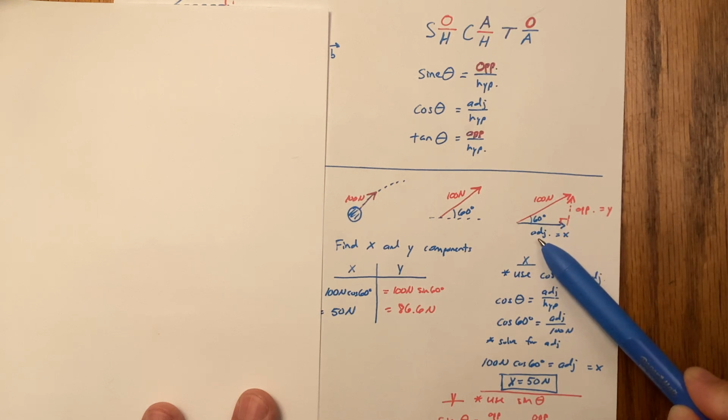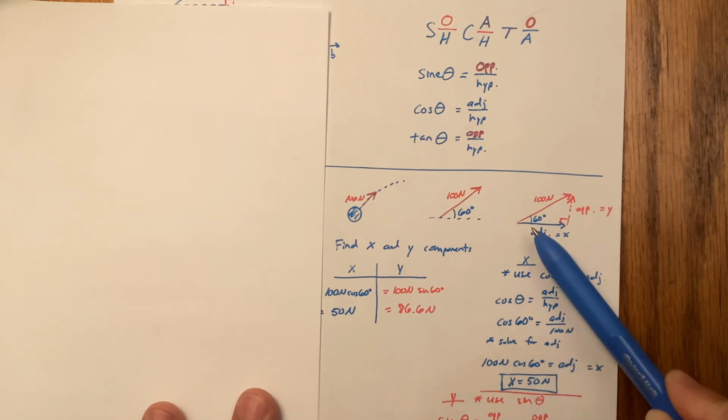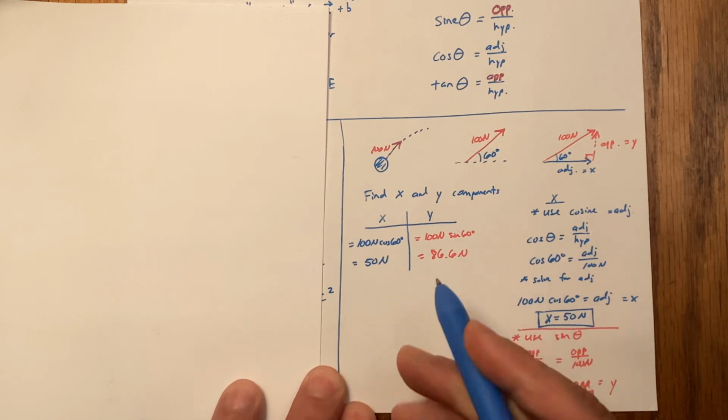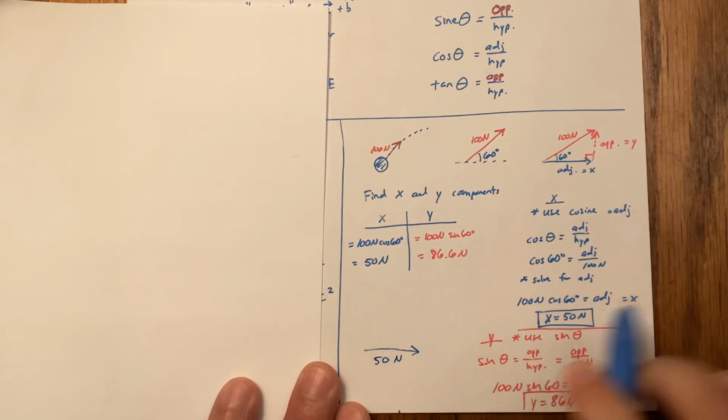I'm trying to find out what that adjacent side is. Substituting in what I know, cosine of 60, making sure my calculator's in degree mode, I can solve through, and I get my x value to be 50. That means on this side of the triangle, my x value is 50. So I could draw it like this, knowing that this is now 50 newtons of x.